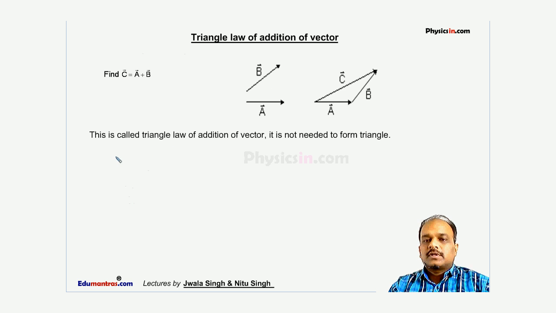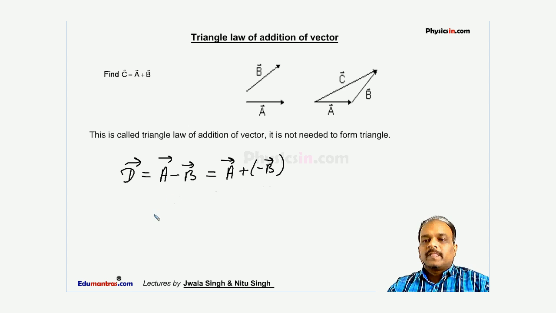Suppose this is vector A, so I will write vector D, which is equal to vector A minus vector B. So subtraction of two vectors is nothing. This can be written as A plus minus of vector B. So subtraction of two vectors is also like addition of a positive vector and a negative vector. So I can write this.